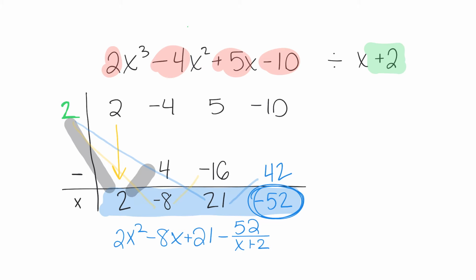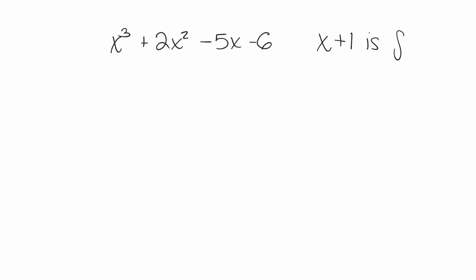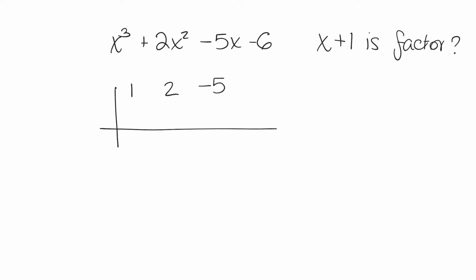Let's try another one. Okay, let's do one that behaves a little bit better. Let's say we have x cubed plus 2x squared minus 5x minus 6, and we want to know if x plus 1 is a factor. So if something's a factor, we're looking for a remainder of 0. So I'm going to use synthetic division to figure that out. I'm going to write my coefficients: 1, 2, -5, -6. I'm dividing with a positive 1.